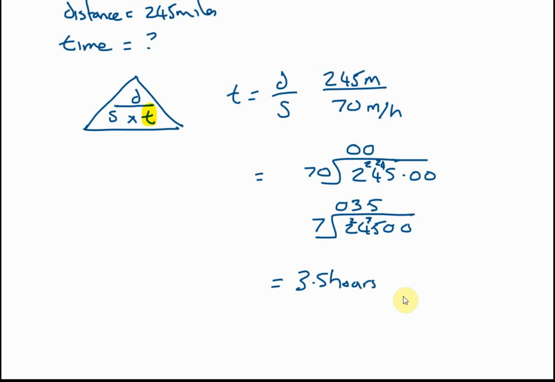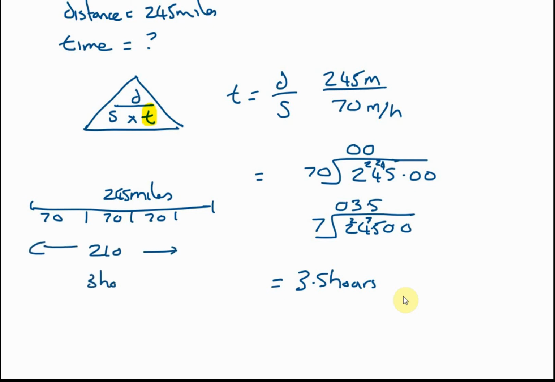And does that make sense? Well, let's think of a distance. If we've got 245 as our distance, 245 miles, we travel 70 miles every hour. So there's 70 miles. There's another 70 miles. There's another 70 miles. So that's 210 miles. Okay, that's in 3 hours. So visually we can see that. And what that's leaving us with is 35 miles.